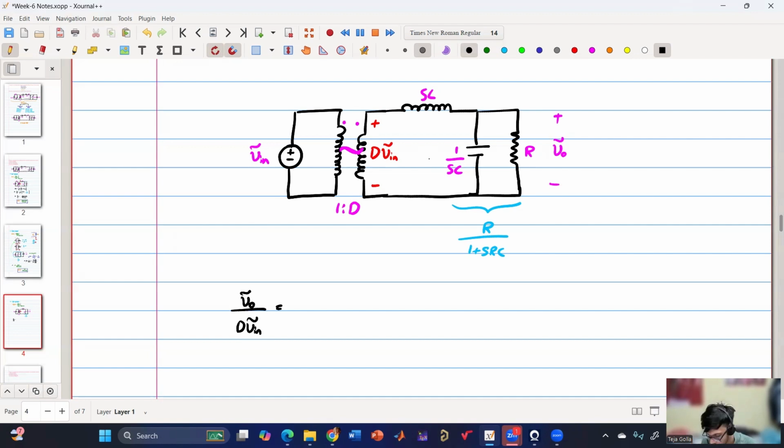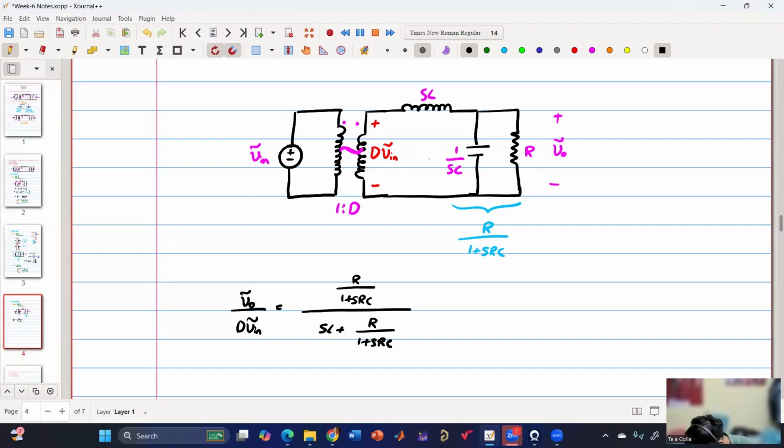R by 1 plus SRC divided by SL plus R by 1 plus SRC. Yes, very good. Basically, we can consider it as an impedance divider. There are two impedances in series, SL as well as R by 1 plus SRC. So the voltage will be divided among these two impedances, and we are bothered about the voltage across R by 1 plus SRC. So Z2 by Z1 plus Z2.